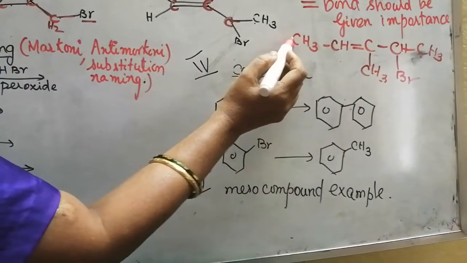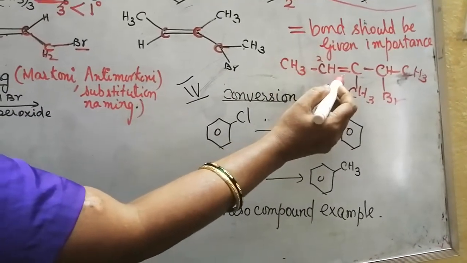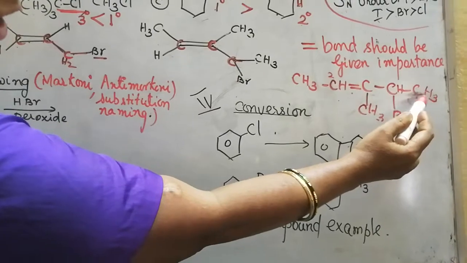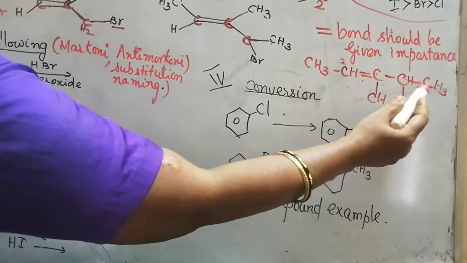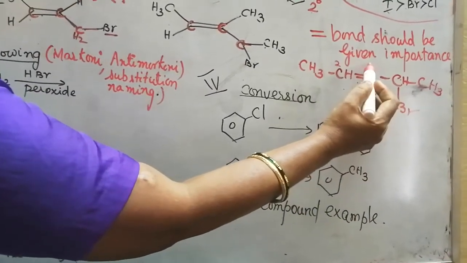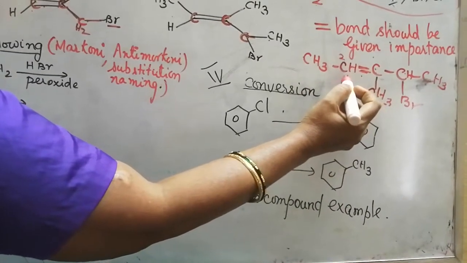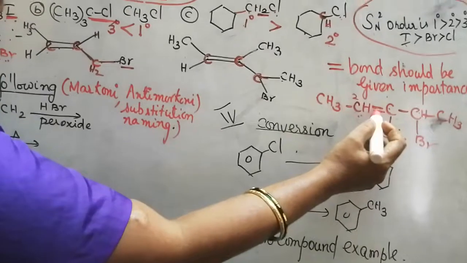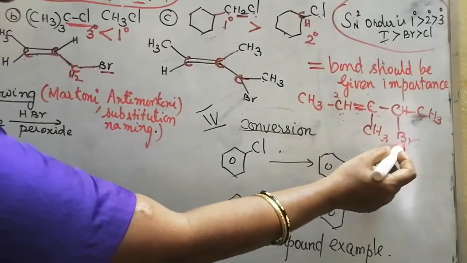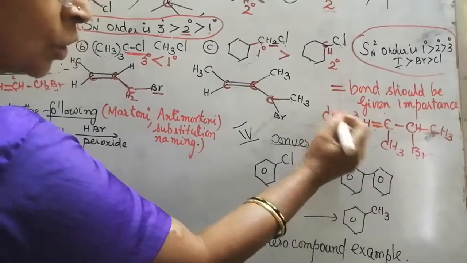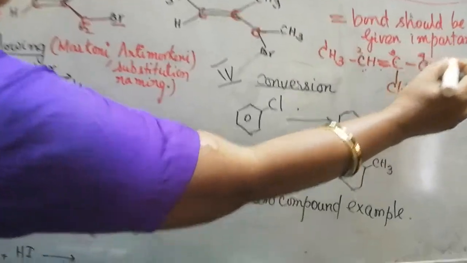Now come from this side: the double bond is touched by the second carbon atom. If you come by the longest chain rule, 1, 2, 3, the third carbon is touching the double bond. So which one should we give? We have to give the lowest number possible to the double bond. First preference should be given to the double bond, and only then to the halogen. It's a substituent. So 1, 2, 3, 4, 5.